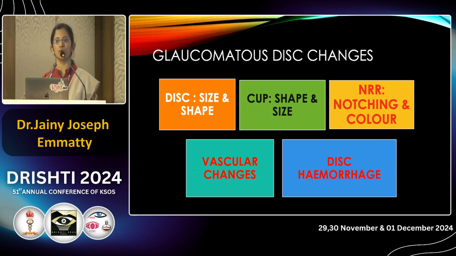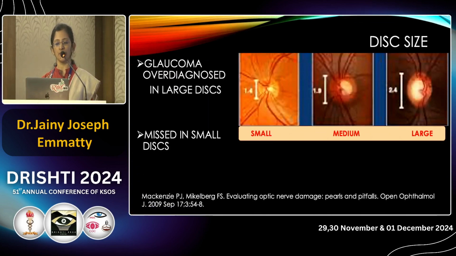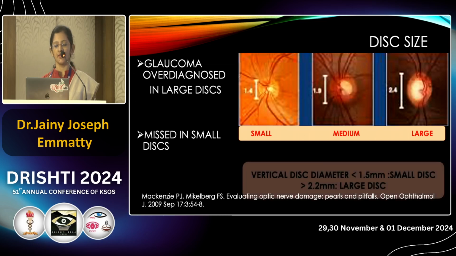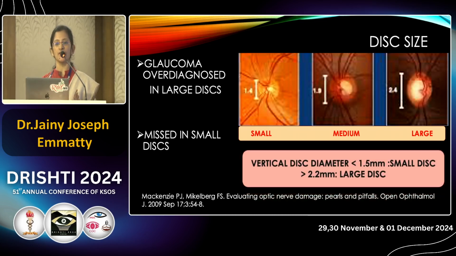The main thing is that we should look at the disc size. You should correlate the size of the cup with the disc. Regarding the cup, we should note the shape of the cup and the size of the cup, which is correlated to the disc size, and the thinning of the neuroretinal rim, notching, vascular changes, and the hemorrhages on the disc. As I told you, usually glaucoma is overdiagnosed in larger discs, and the smaller discs are actually more susceptible to glaucoma, which is usually missed. So the disc size should always be measured and the cup should be related to the disc.